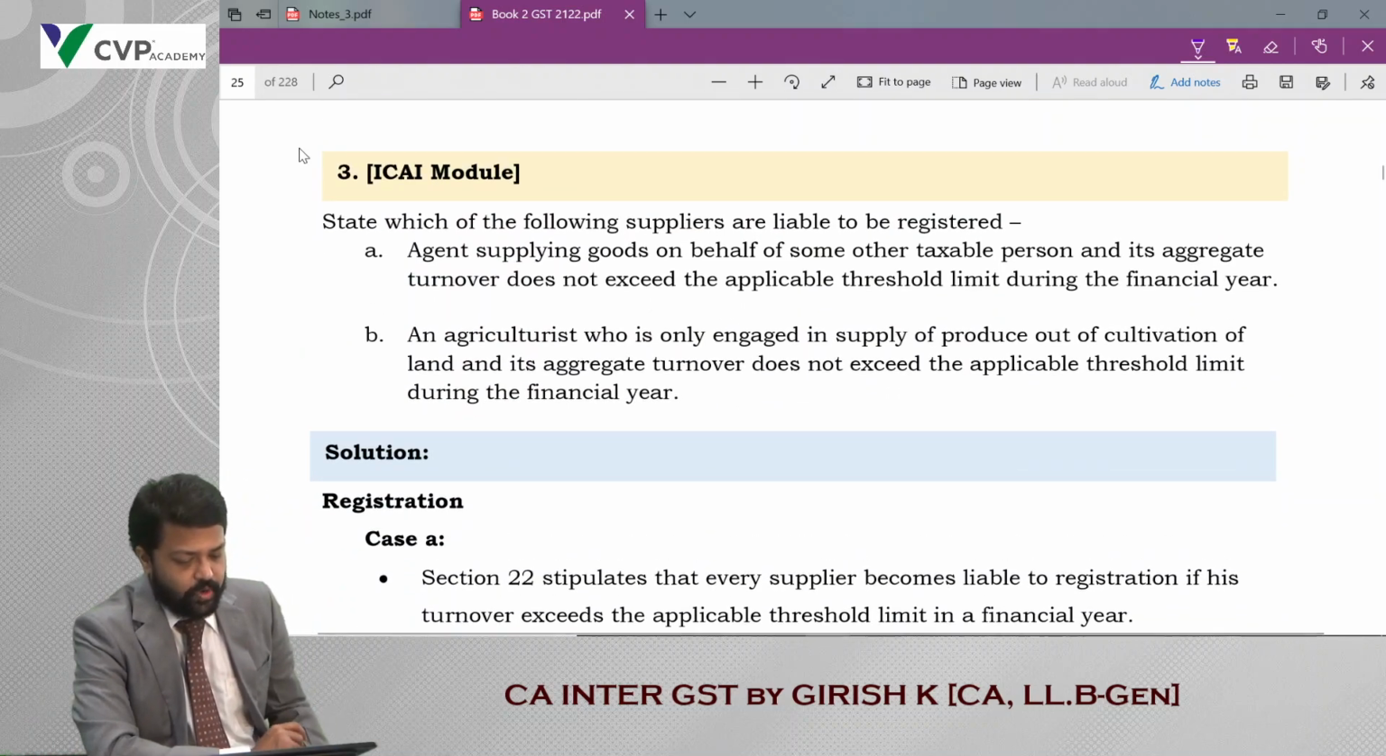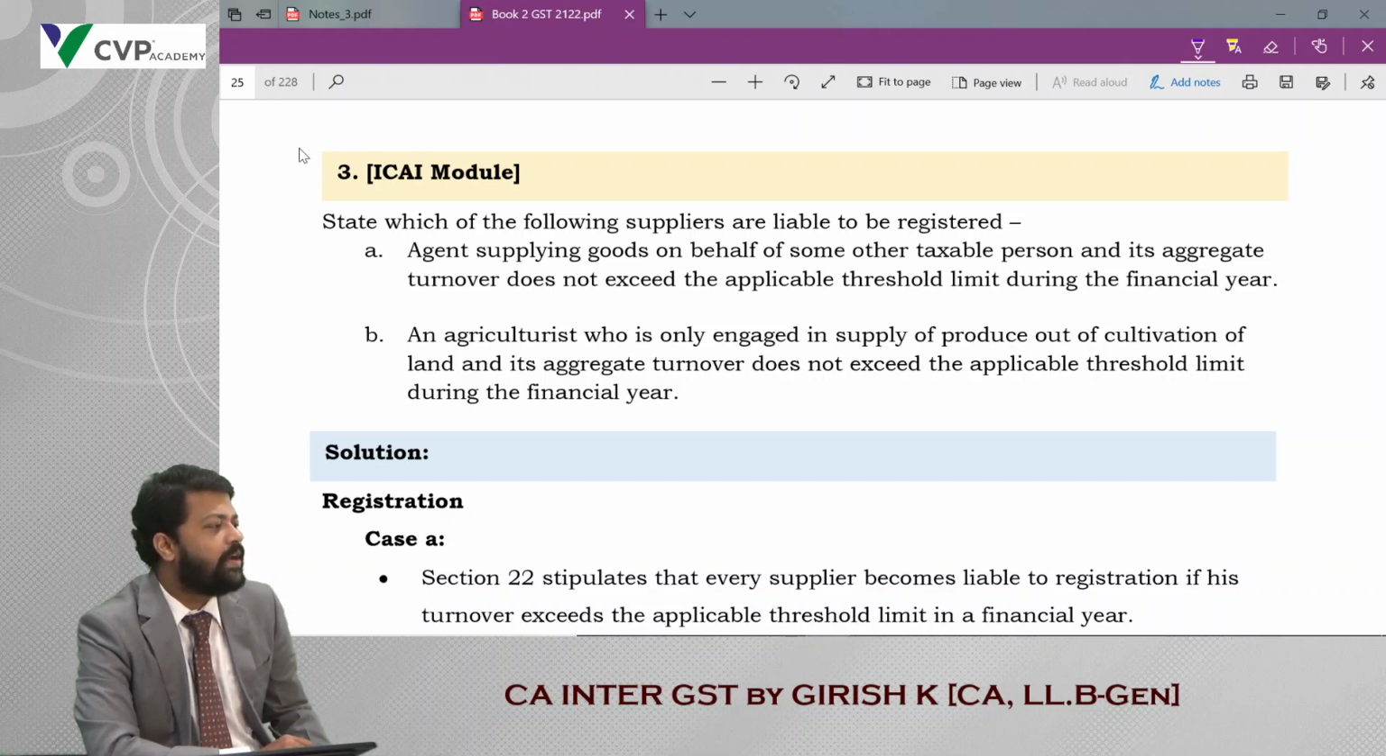State which of the following suppliers are liable to be registered. A. An agent supplying goods on behalf of some other taxable person, and whose aggregate turnover does not exceed the applicable threshold limit during the financial year. B. An agriculturist who is only engaged in supply of produce out of cultivation of land, and whose aggregate turnover does not exceed the applicable threshold limit during the financial year. How do you write the answer?